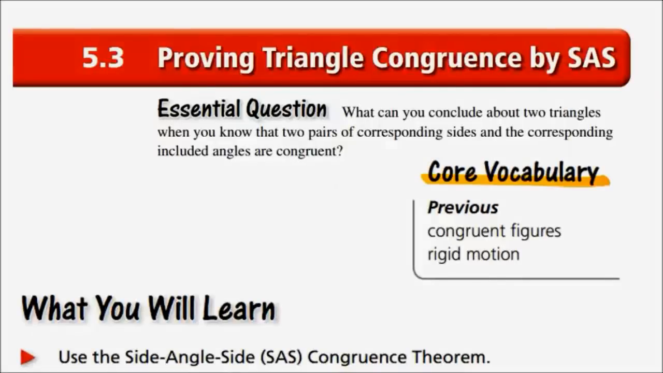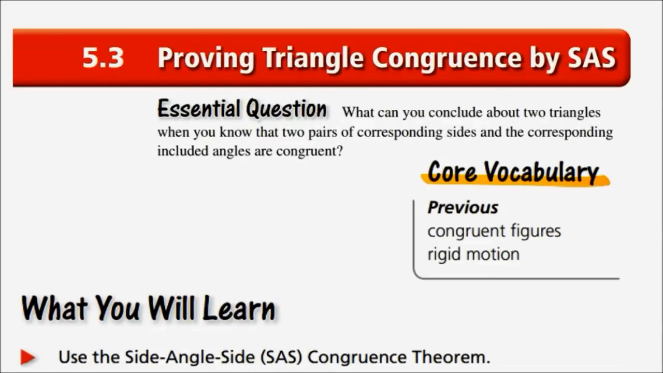Okay, this is 5.3. We're going to talk about proving triangle congruence by something called SAS. We'll explain that here in a minute. The essential question is, what can you conclude about two triangles when you know that two pairs of corresponding sides and the corresponding included angles are congruent?